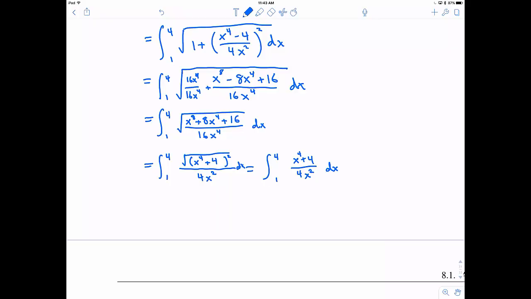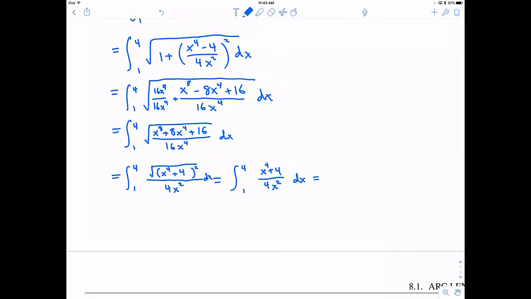Okay, now techniques of integration, right? How do I integrate this thing? Well, this is a rational function. We should go ahead and divide through. Luckily, we don't need long division here because it's just this 4x squared. And now I can evaluate this integral, and I need to evaluate it from 1 to 4.